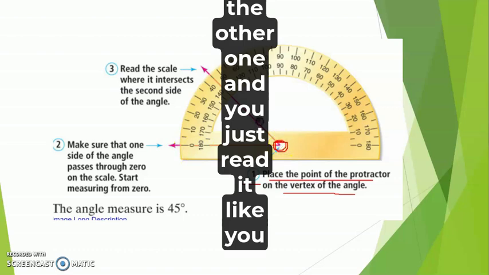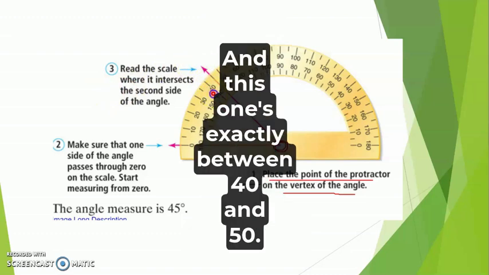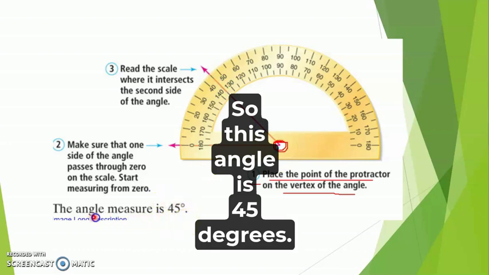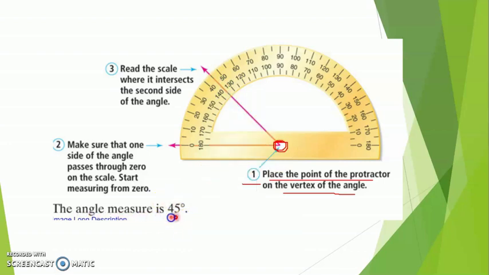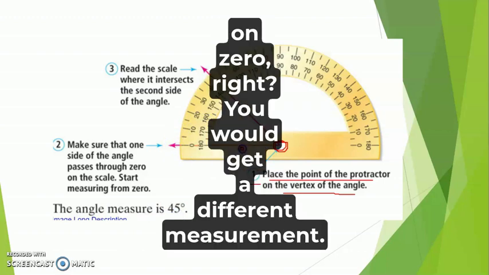Now you take the other one and you just read it like you would a ruler. So you just read where it intersects. And this one's exactly between 40 and 50. So this angle is 45 degrees. So you could see how it would be different if this line wasn't on 0, right? You would get a different measurement.